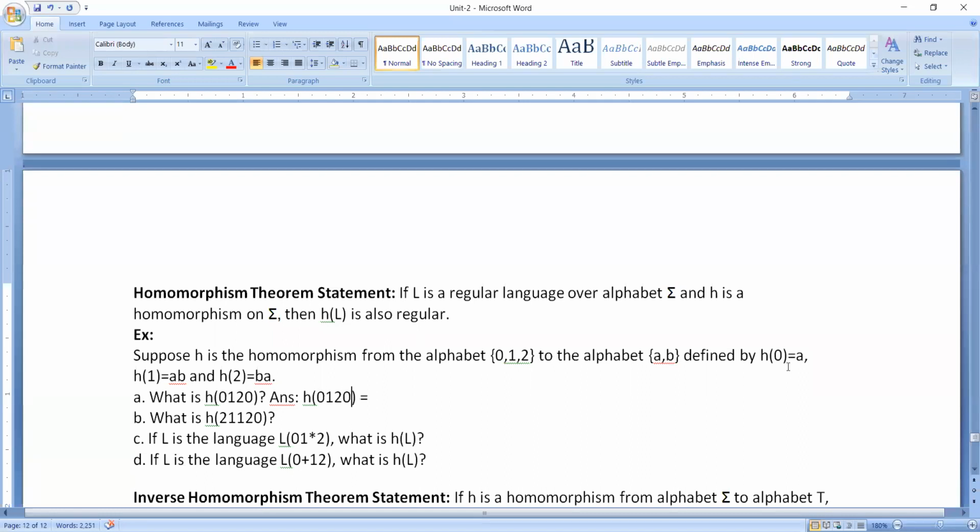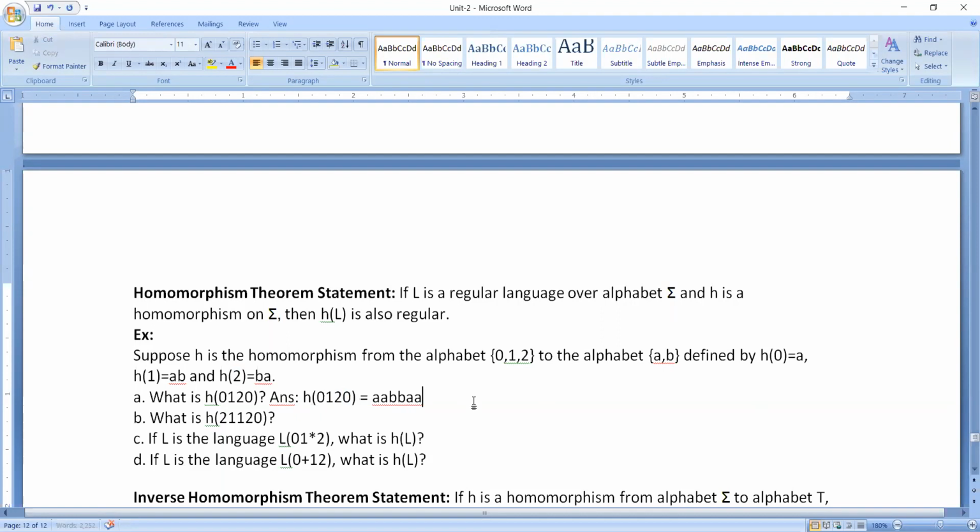Now, what is H of 0? The value of H of 0 is small a, concatenated with H of 1, which we know is ab, then H of 2, whose value is ba. And then we have again 0, whose value is a.